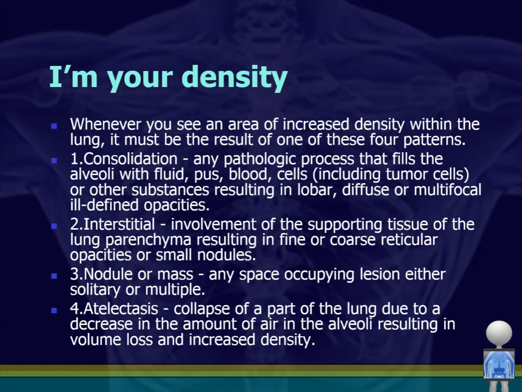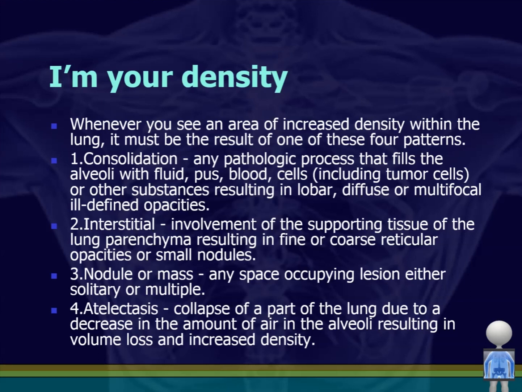So, a few things. What are some typical densities that we may see, and what do they mean? There are 4 patterns that are standard, or that we think of as common. Consolidation is something that fills the alveoli with fluid, pus, blood, etc. So pneumonia is one of the most common consolidations. They're diffuse, multifocal, ill-defined opacities, and often they may be focal to one geographic location. So I can have a consolidation in my right upper lobe, my right middle lobe, my right lower lobe, etc.